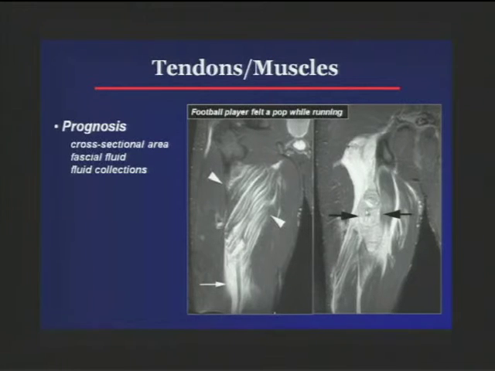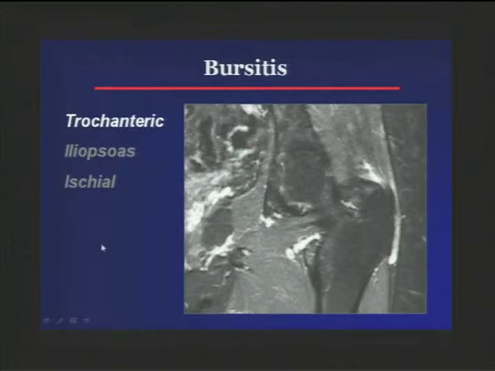Here you can see complete disruption of the muscle and a hematoma that has formed with extensive fascial fluid. So I don't think I need to tell you that this is going to be a long-term recovery for this football player. And again, look at the cross-sectional area. They tell me that if it's less than 50% of the area that's disrupted on a cross-sectional image, then that's a bad prognosis, as is the fluid collection and fascial involvement.